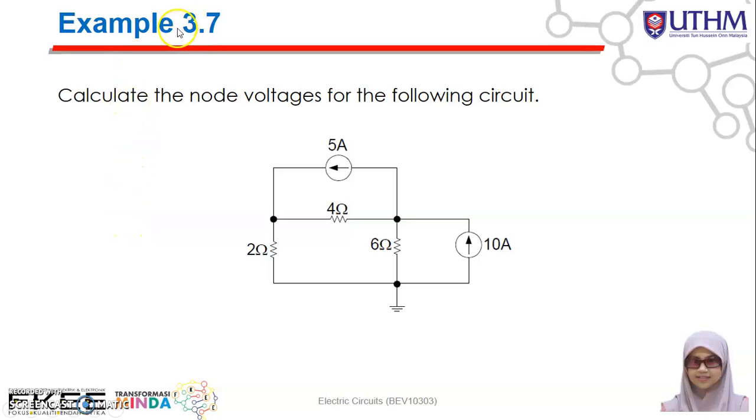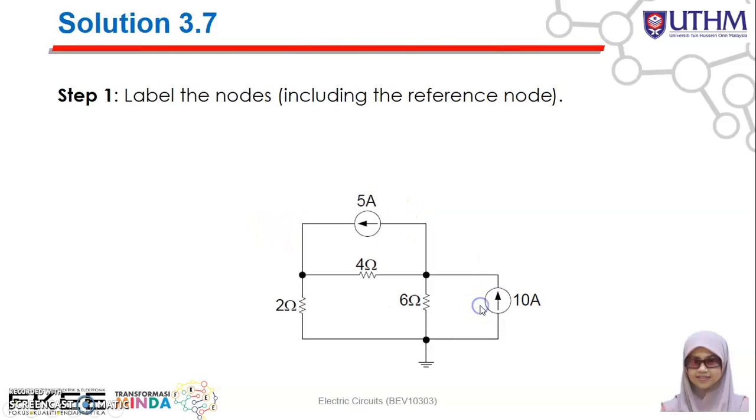Okay, next we go to example 3.7. So based on the question, you need to calculate the node voltage for the following circuit. Based on this, you have node 1 and node 2. So here you need to find the node voltage for this and this. Okay, so let's go to the solution.